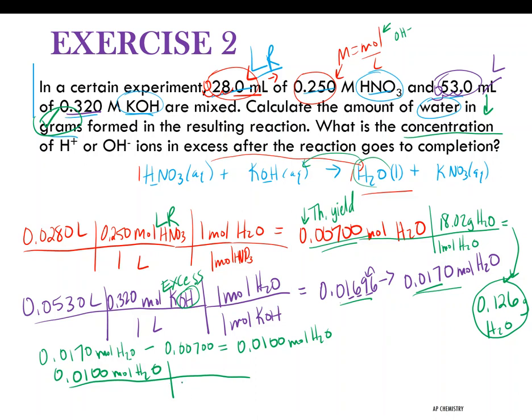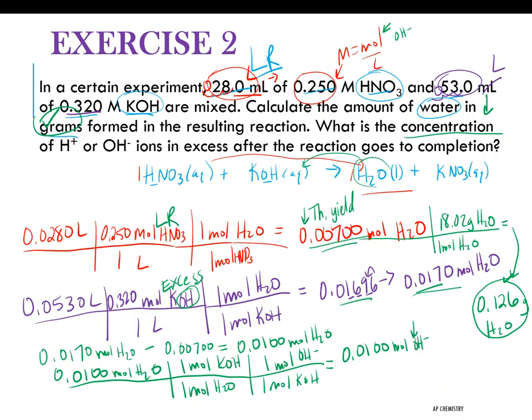Stoichiometry. So 1 mole of water is equivalent to 1 mole of KOH. And then 1 mole of KOH is equivalent to 1 mole of the hydroxide in the KOH. So as you can see, it ends up being 0.0100 moles of hydroxide. But do show the relationship. I know that it comes out to be a silly number that way, but this would be the quickest, easiest way to figure out the moles of hydroxide that would be extra still floating around in solution.